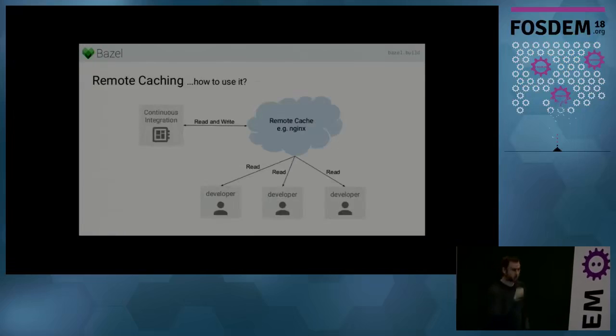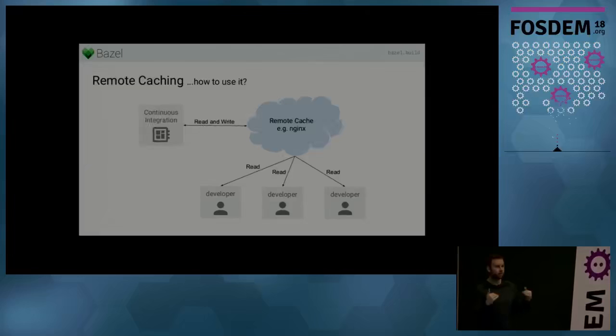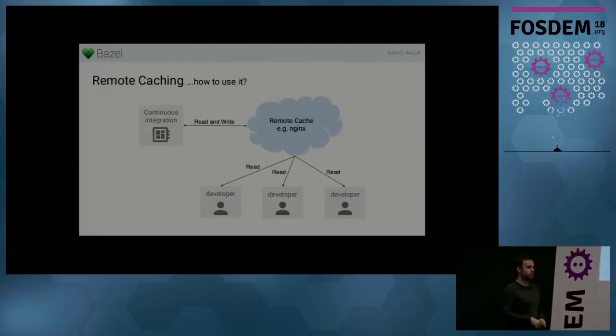And so how would you use that? So one setup that our users use and that we generally recommend is that on your continuous integration system, you have Bazel running connected to the remote cache, and it can read and write to the remote cache, so like on your Jenkins or on your CircleCI. And then you have developers who just read from the remote cache. And what's the idea behind this? So let's assume that you have a remote cache that has all build outputs of the current master branch, okay?